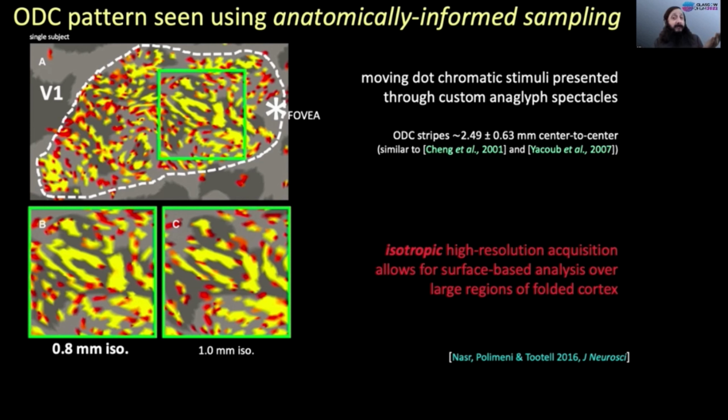So this anatomically informed sampling provides a huge advantage, since gradient echo BOLD has higher sensitivity than spin echo BOLD, even for voxels that only contain capillaries. And so this is important because the difference in signal level in a given ODC is really tiny. And so here we need all of the sensitivity that we can get.